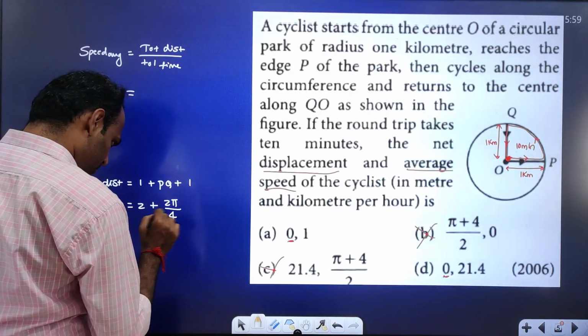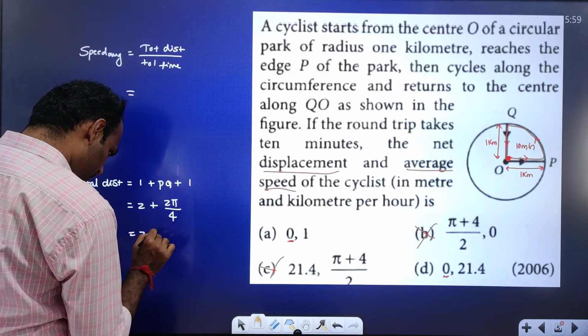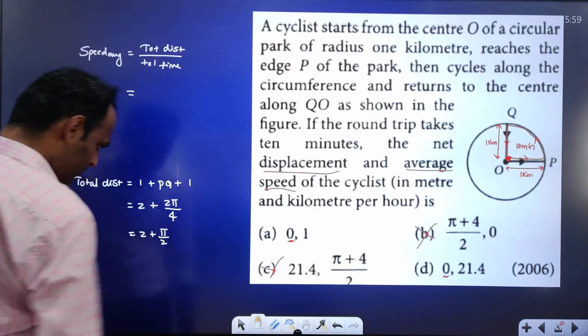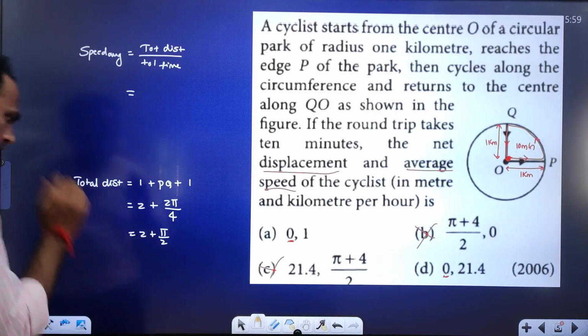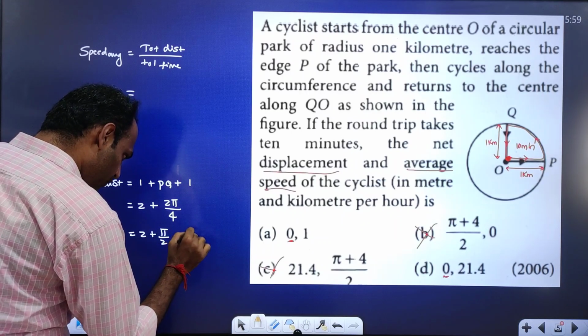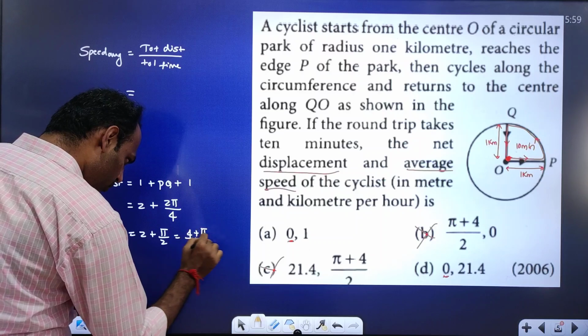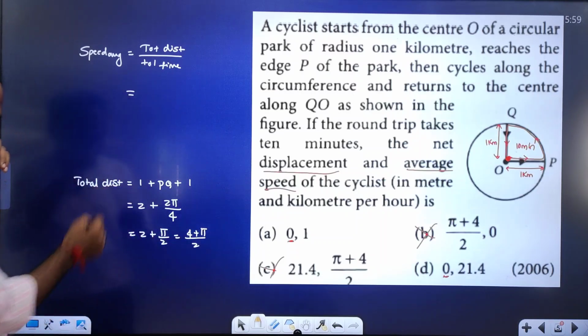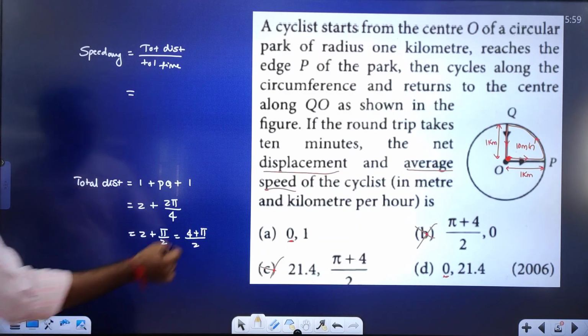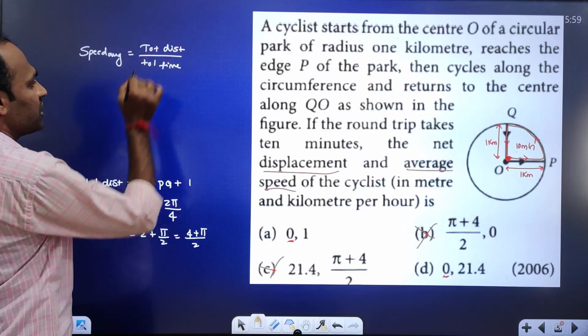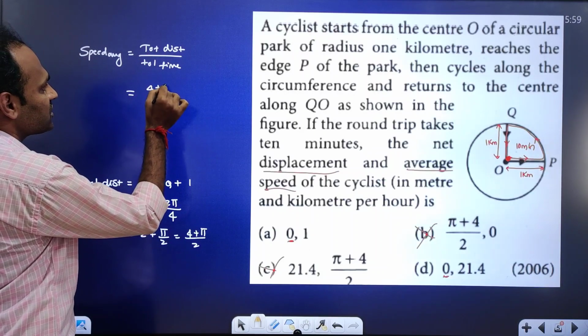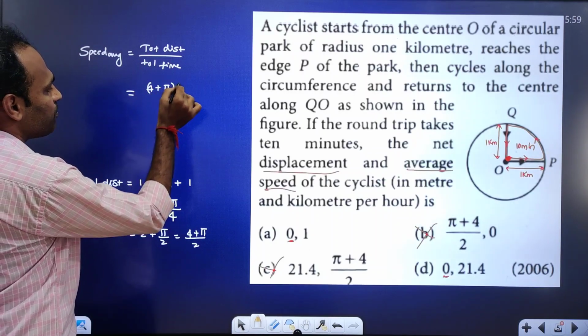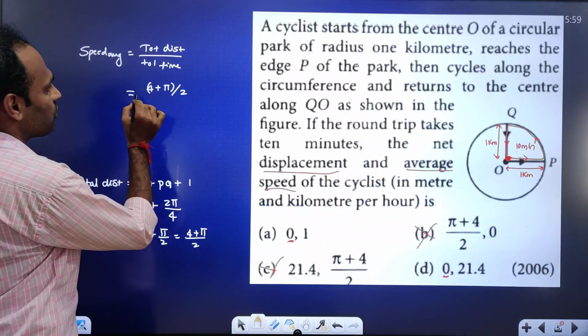So what can we write this as? I can write it as 2 plus pi by 2. Correct? Or I can simply write it as 4 plus pi divided by 2. This much is the total distance. So here, in place of total distance, I will write 4 plus pi divided by 2.